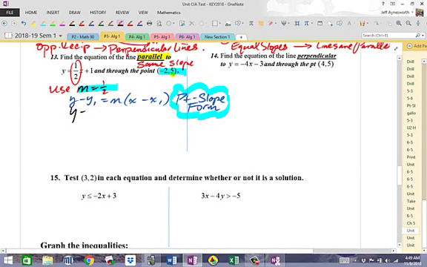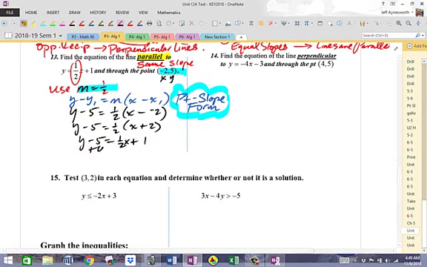Y minus the y value. The y value is 5 equals slope of 1/2 times x minus the x value, negative 2. Notice the double negative right there. So I have y minus 5 is equal to 1/2 times x plus 2. I simplify first, then distribute. And then I get y minus 5 is equal to 1/2 x plus, well, 1/2 of 2 is 1. So I get 1/2 x plus 1. Add 5. And I get y is equal to 1/2 x plus 6.